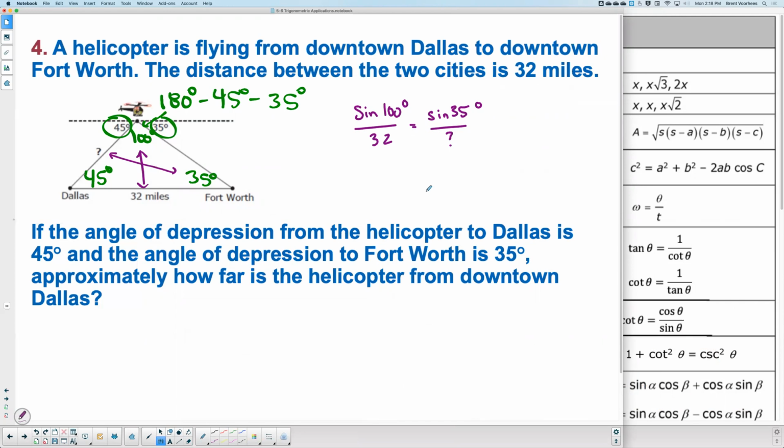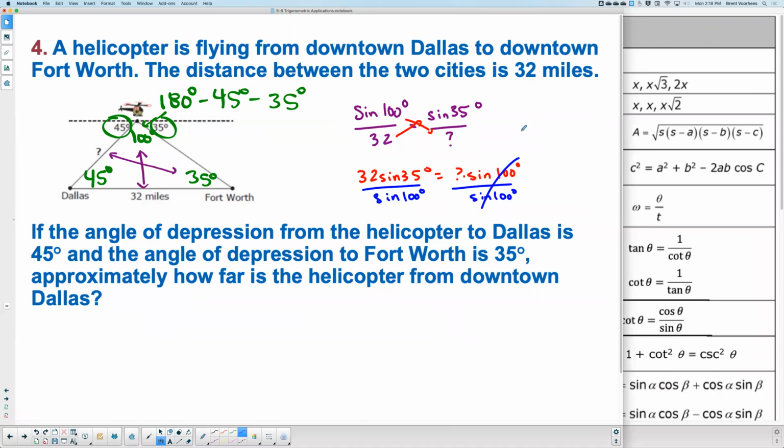You can solve that in your calculator, or you can cross multiply and divide. So you'll cross multiply: 32 sine 35 equals the question mark times sine of 100. Since those are multiplying, the last step to get the question mark isolated would be to divide by sine 100. That's how you do it by hand. It's a real easy step. It's called cross multiply and divide because that's what you do. You multiply across, then you divide.